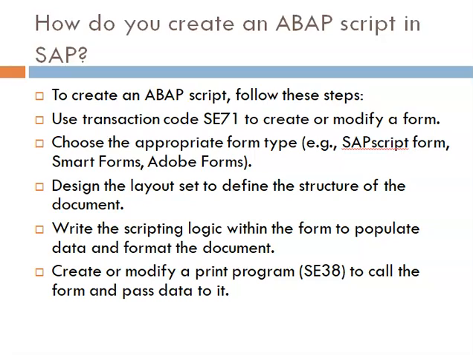How do you create an ABAP script in SAP? To create an ABAP script, follow these steps. Use transaction code SE71 to create or modify a form. Choose the appropriate form type, example SAP script form, smart forms, Adobe forms. Design the layout set to define the structure of the document. Write the scripting logic within the form to populate data and format the document. Create or modify a print program in SE38 to call the form and pass data to it.